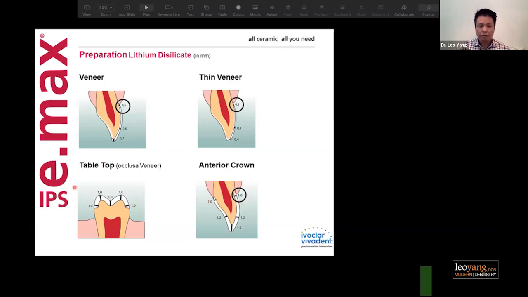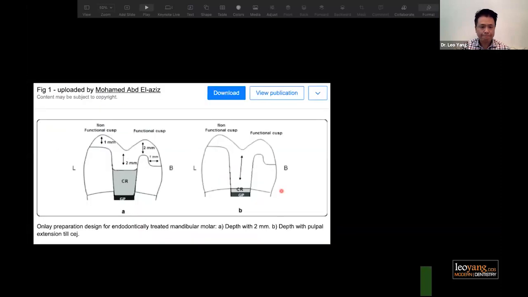And for the tabletop type of restorations, we're talking about 1.0. But again, if you're not familiar with that, if you're scared of things fracturing on you, if you're using Emax, just go with 1.5 and you'll be safe in that respect.